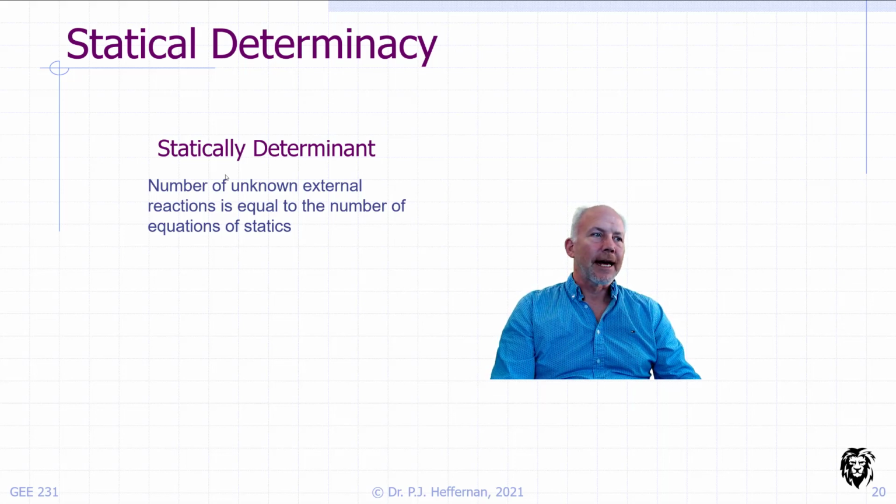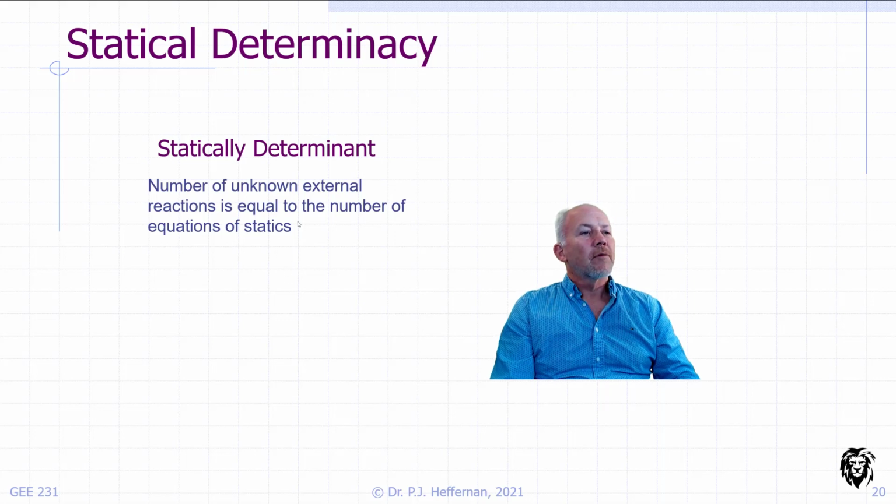So if something is statically determinate, we know that the number of unknown external reactions, so remember our supports, right? Roller support, 1 reaction; pin support, 2 translation reactions; and fixed support, our 2 translation reactions and our moment. So that's in 2 dimensions.